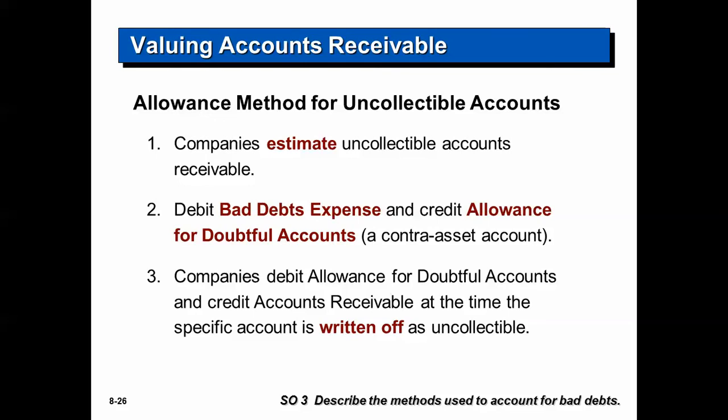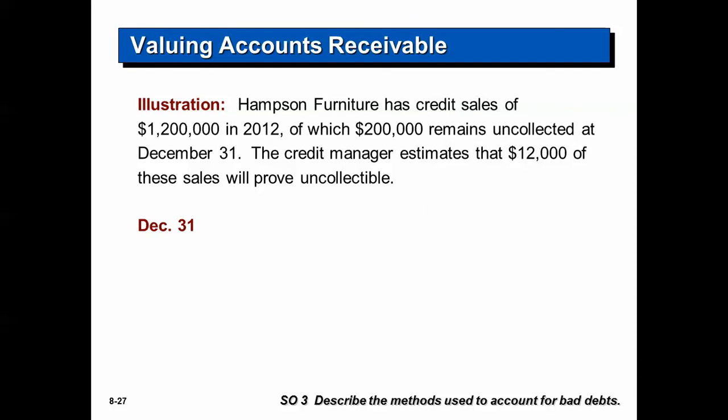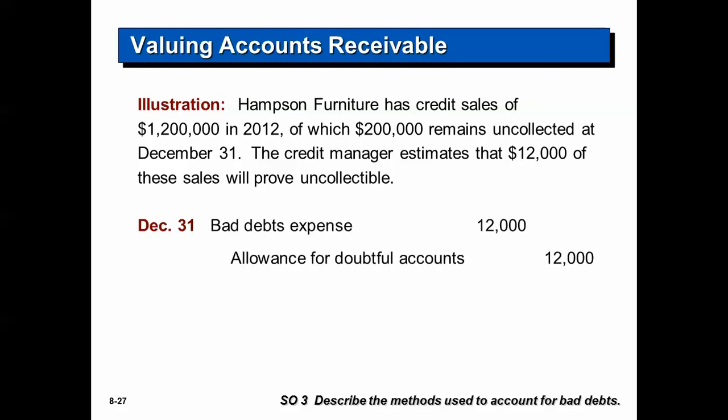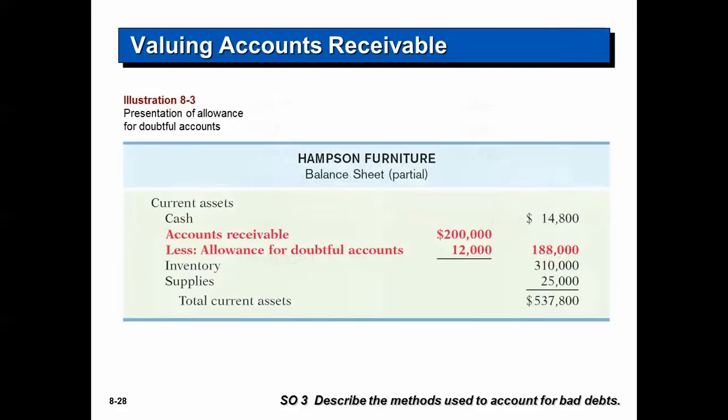Now, how did I come up with that estimate? Well, here's an example. Hampson Furniture has credit sales of $1,200,000, of which $200,000 remains uncollected. The credit manager estimates that $12,000 of that $200,000 will not be collected. So the bad debts expense is $12,000, and the allowance for doubtful accounts, $12,000. All right.